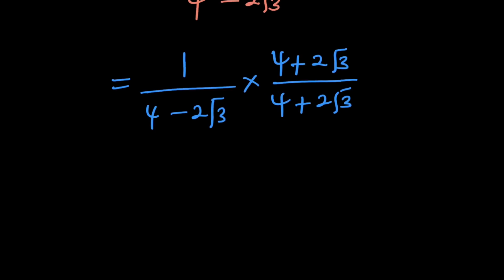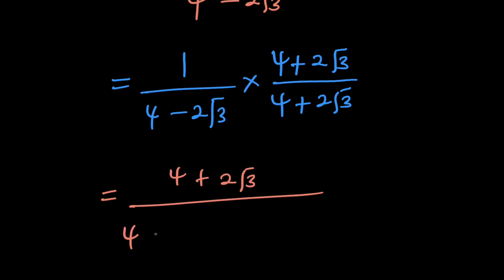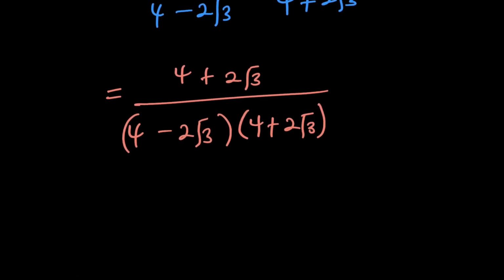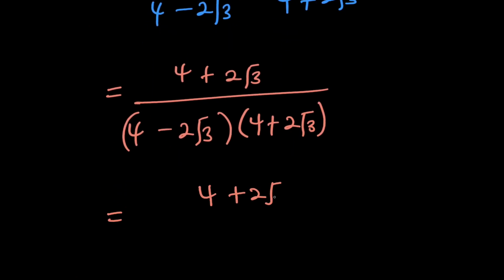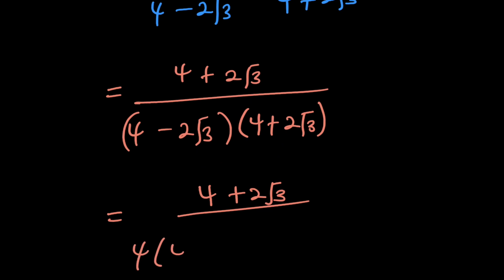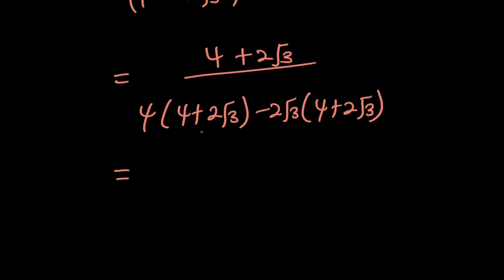Great. So we're going to have, simplified, 4 plus 2 root 3 as the numerator, all over (4 minus 2 root 3) and then (4 plus 2 root 3). So we have to expand the denominator, okay? So that's going to be 4 plus 2 root 3 all over: 4 multiplies the whole of that, and this one also multiplies the whole of that. So it's going to be 4 times (4 plus 2 root 3), then minus 2 root 3 times (4 plus 2 root 3).